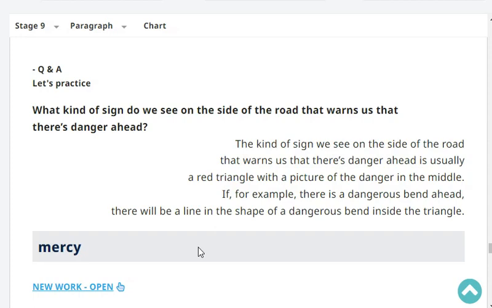If, for example, there is a dangerous bend ahead, there will be a line in the shape of the dangerous bend inside the triangle. Very good. And that's the end of our revision.